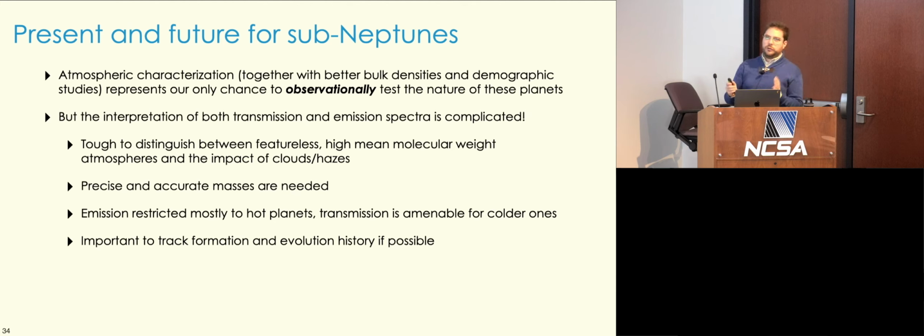So what is the present and the future, I would say, for this science case? Atmospheric characterization is really the only way to go forward, because if we want to give a statement that is based on observations, this is the only thing we can really do, especially now. James Webb is opening a new part of the parameter space. Before we could only do atmospheres for hot Jupiters, now we can do them for sub-Neptunes. That's completely new. That is the first step, and it's combining with the measurements that we have already been acquiring from masses and radii. But the interpretation of these spectra, the atmospheric observations, is going to be challenging.